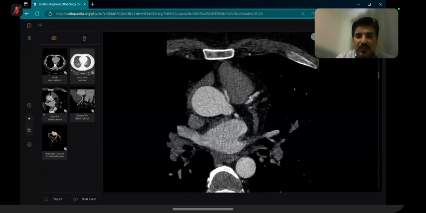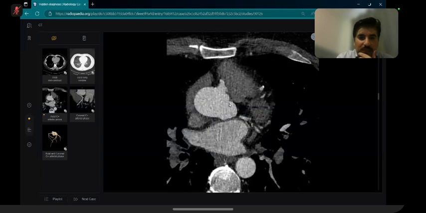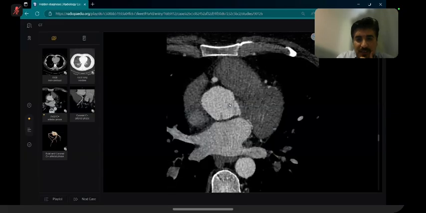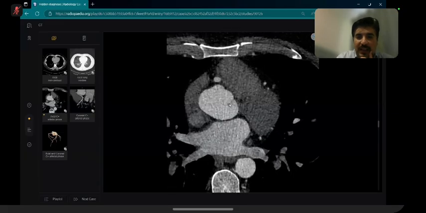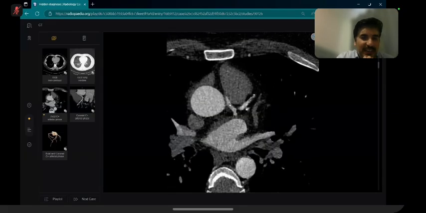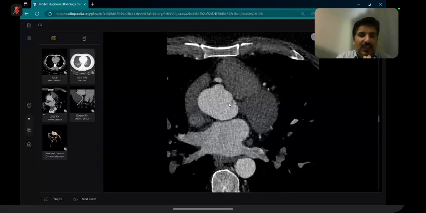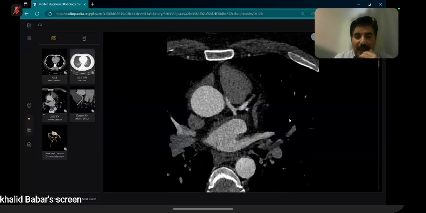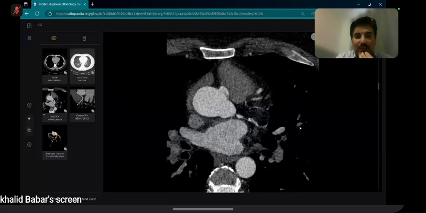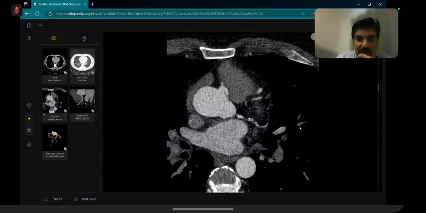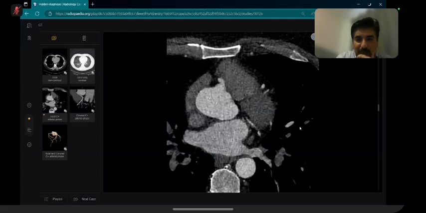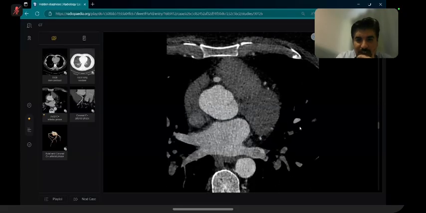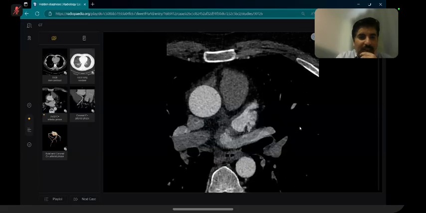So this is an anomalous course which is called malignant, although there is no malignancy in it. It is just because it is associated with sudden death. That's why it is called a malignant origin and malignant course, and it needs intervention in terms of surgery. That's why it is called malignant course. So, well done, candidate one.